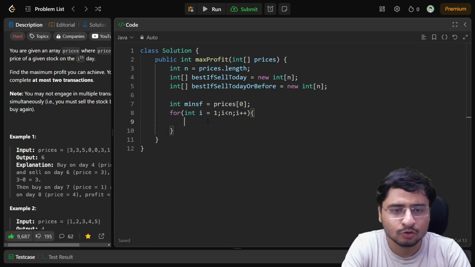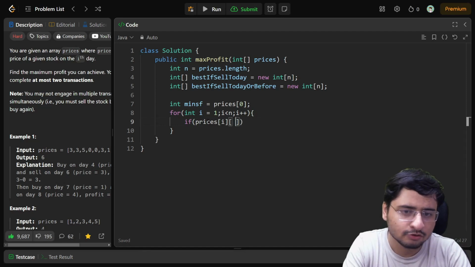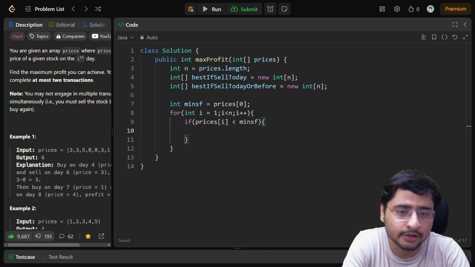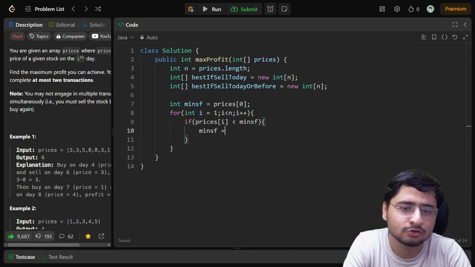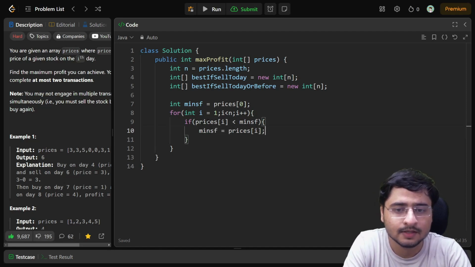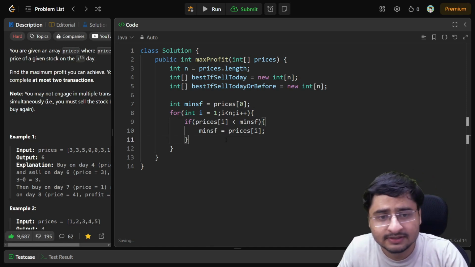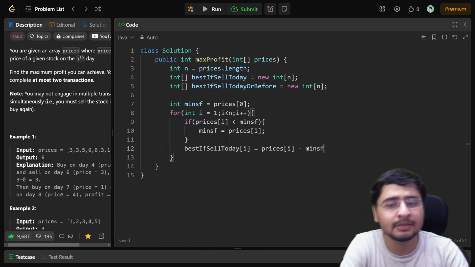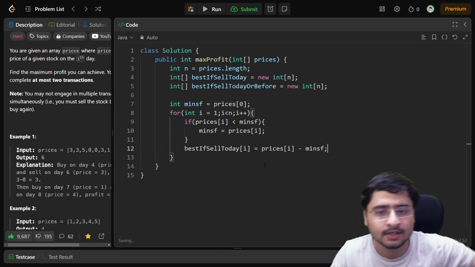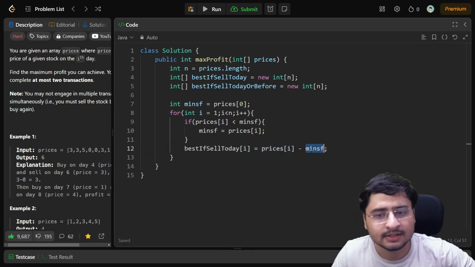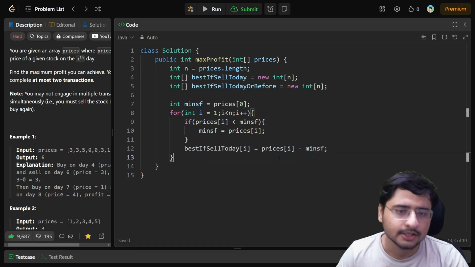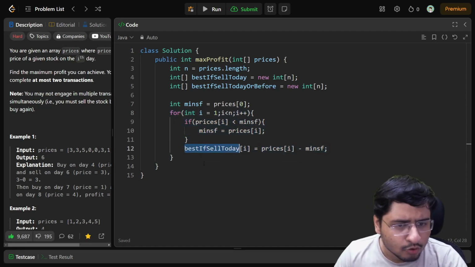Let's move forward. If today's prices of i is smaller than min so far, the price is very low today, so min so far will get updated. Min so far is equal to prices of i. And talking about what is the best if I sell today, what will this become for today's day? It will be prices of today minus whatever is the minimum value I'm able to find before today. Because if I'm selling today, this will be the profit, and this will be the price I paid for buying that particular stock. So this will create this whole array.